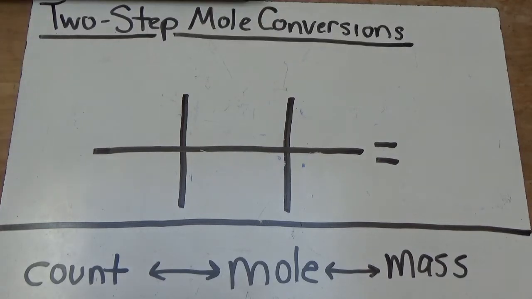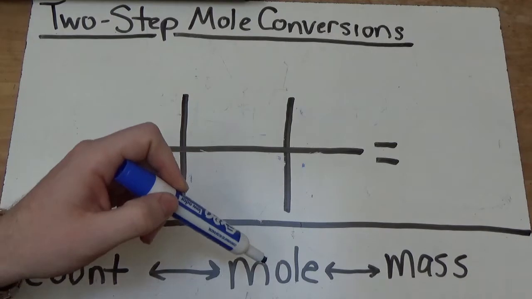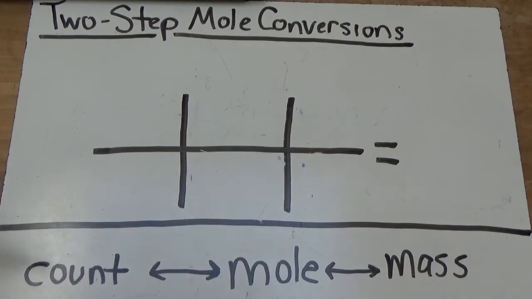Today's lesson is on two-step mole conversions. I'm going to be going over two different problems today that I'll be posting in the description to help you learn how to do two-step mole conversions. The thing you're going to have to keep in mind is that moles is always going to serve as our kind of middleman unit between a count, a number of objects, and the mass.